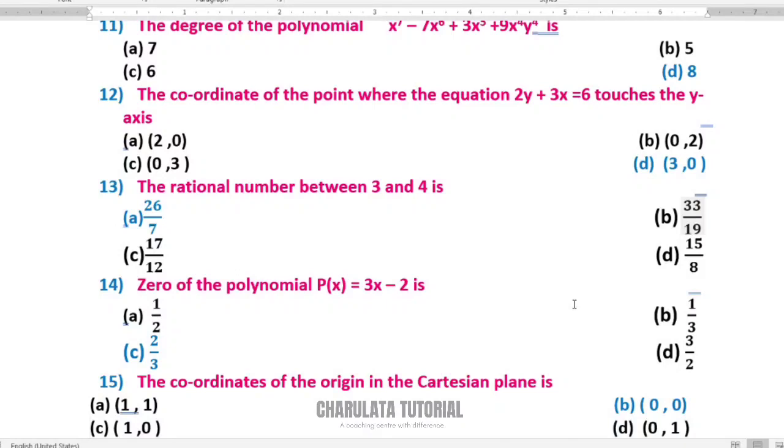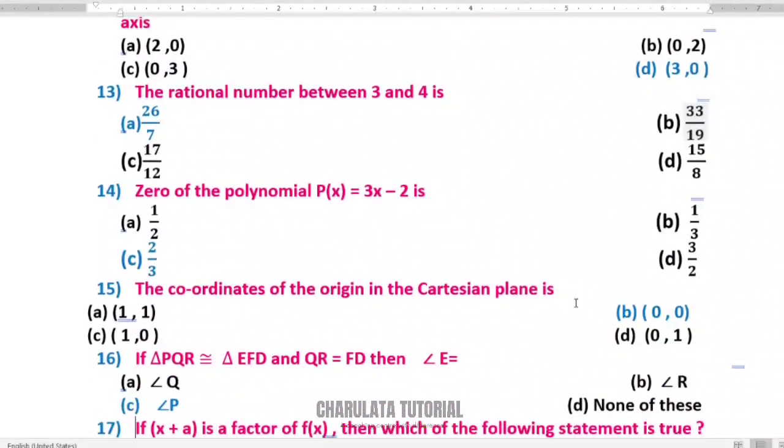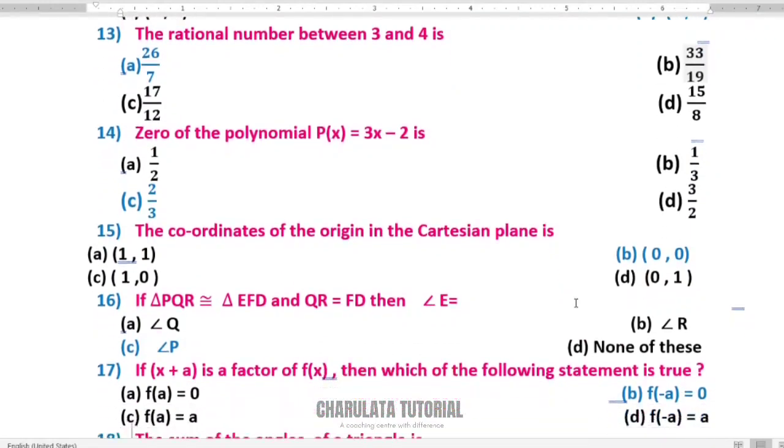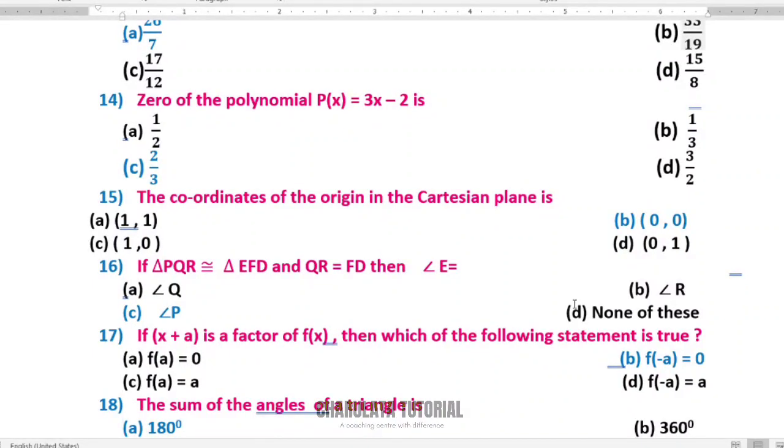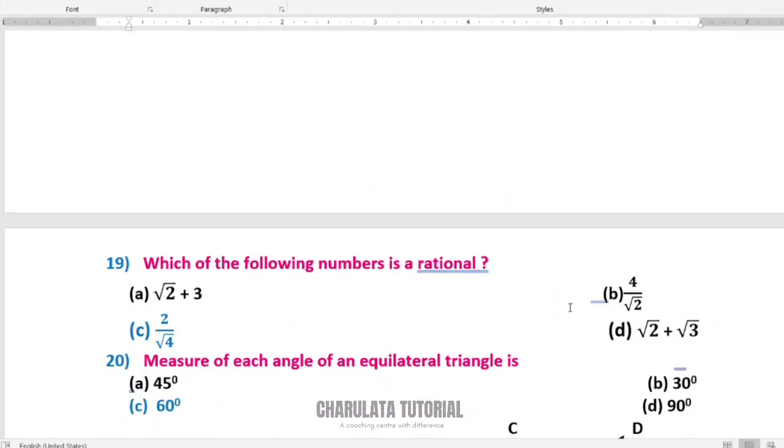If triangle PQR is congruent to triangle EFD and QR = FD, since QR corresponds to FD, therefore here the measure of angle E equals angle P. If x + a is a factor of f(x), then f(-a) = 0. The sum of the angles of a triangle, by the angle sum property, is 180 degrees.